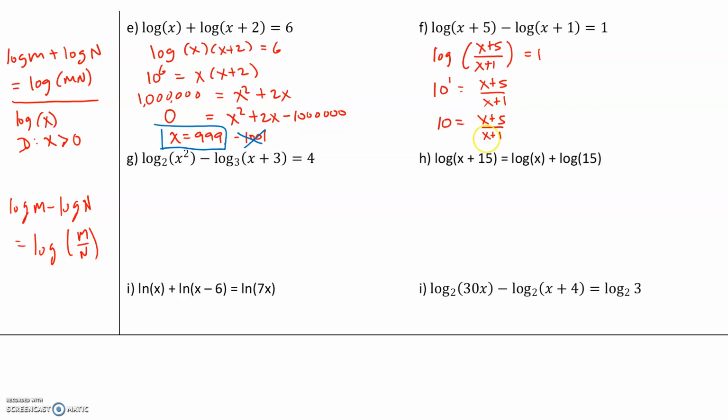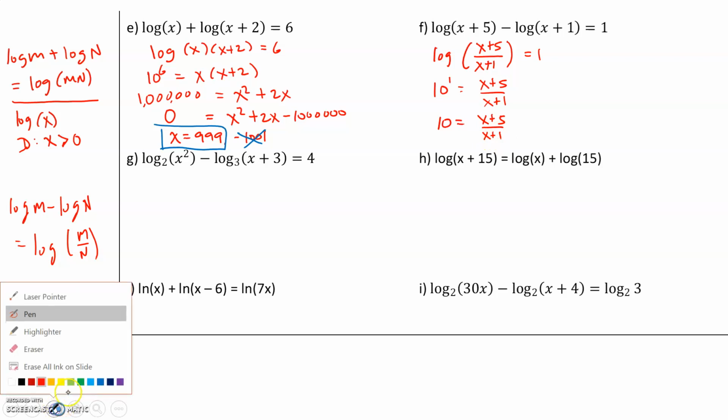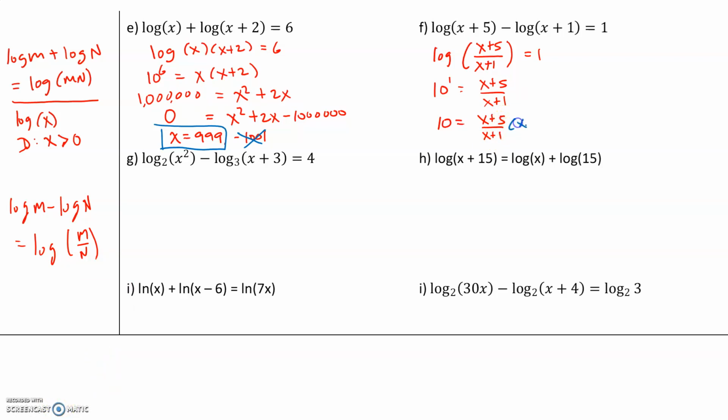To solve for x, we can't have a variable in the denominator. So the first thing we have to do is multiply both sides by x plus 1. Multiply the left side, multiply the right side. And when we do, the x plus 1 and the x plus 1 divide to 1, so we can cancel those out. And then on the left side, we have 10 times x plus 1, which if you distribute that, we get 10 times 1 is 10, and 10 times x is 10x. So we get 10x plus 10 equals x plus 5.